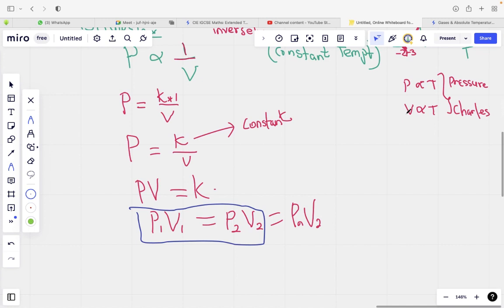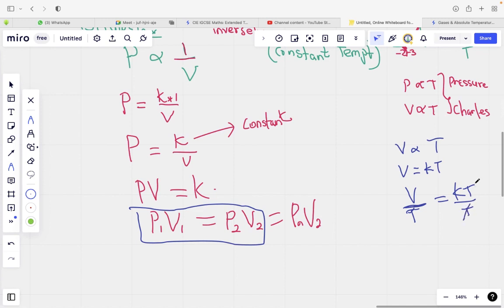For Charles law, V varies directly as T. This is Charles, V and T. If you introduce equal to, you have to introduce the constant of proportionality, so V equals KT. If you want to make K the subject, which is something you'll learn in math as change of subject of formula, you divide the right side by T so that K can remain alone. You have to divide the left side also by T. So on the left you have V over T, and here you have KT divided by T so that K remains.